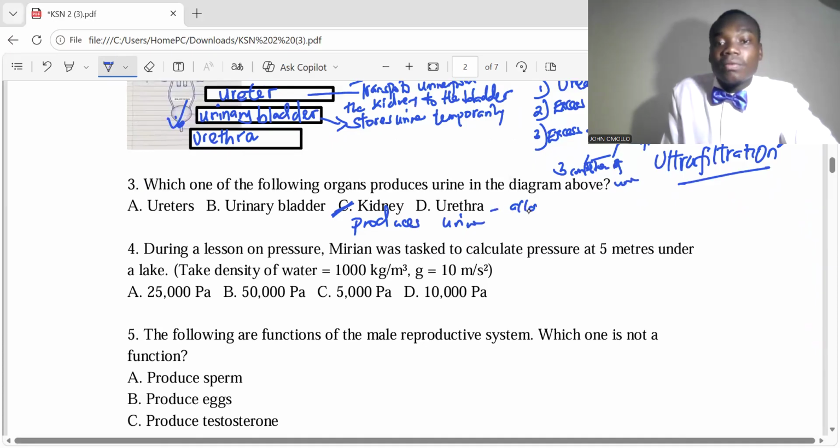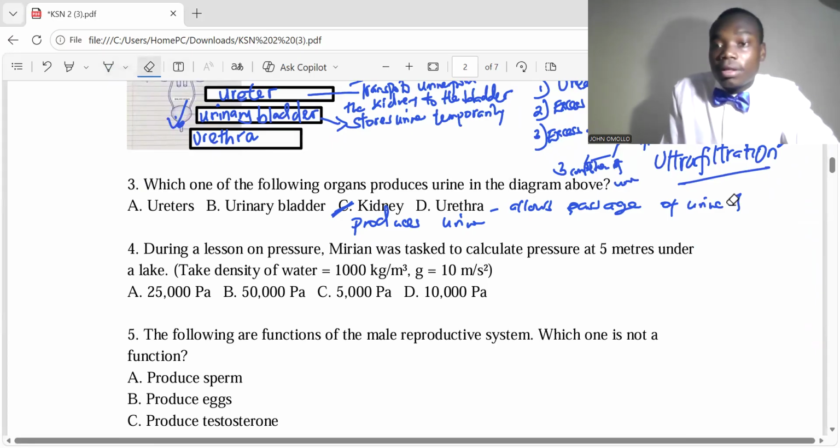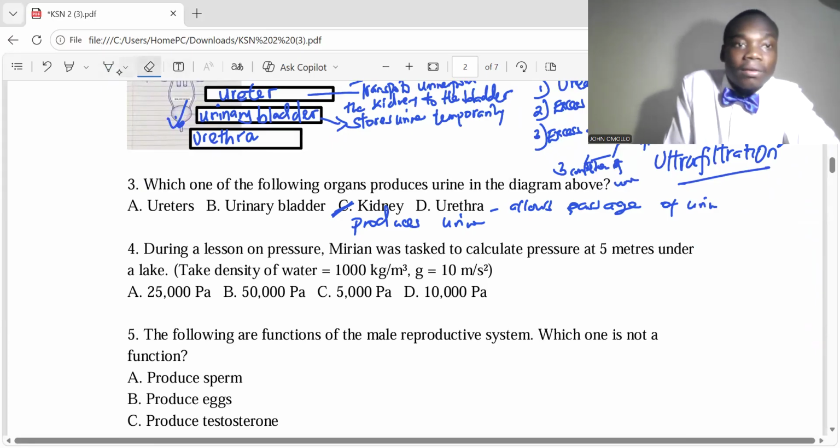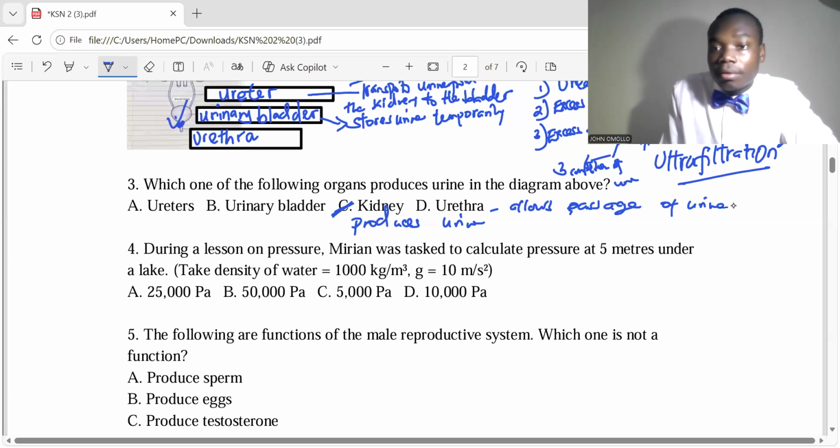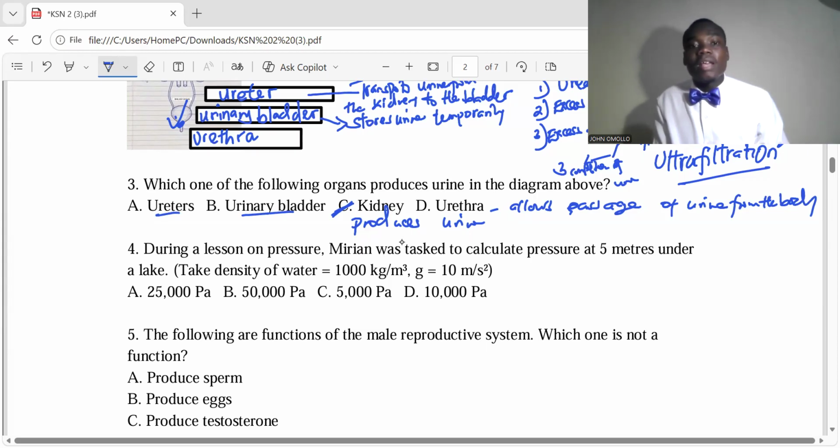Urethra allows passage of urine out of the body. So that is what happens. And then the urinary bladder, we have said it stores urine temporarily, ureters transport. So where is that urine being produced? It is produced within the kidney.